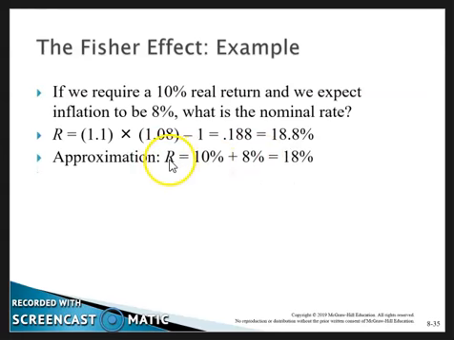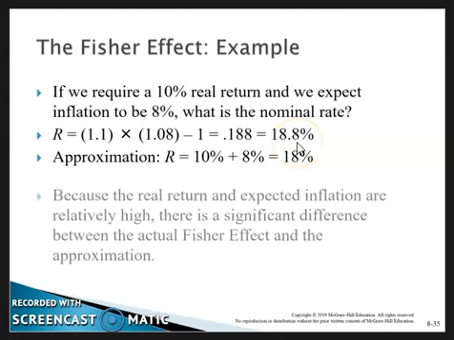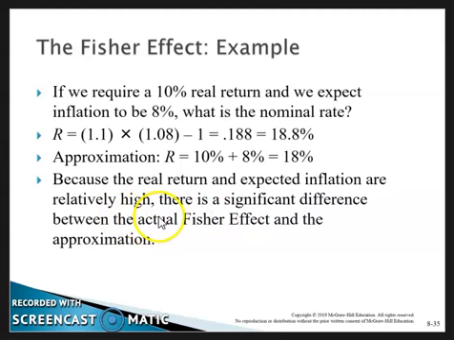So it's just the nominal rate is 10% plus 8%, or 18%. You can see that since rates are relatively high, there is quite a big difference, 0.8%, between the actual Fisher effect and the approximation.